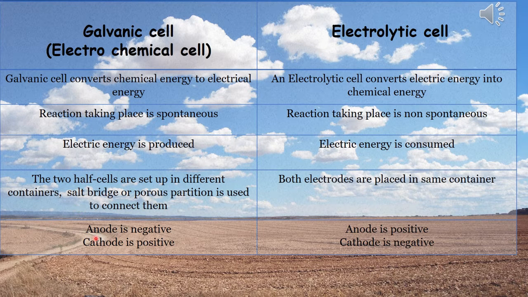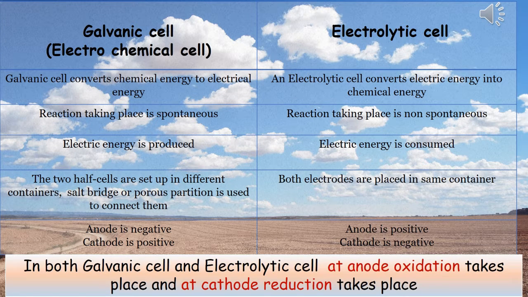In a galvanic cell, anode is negative and cathode is positive, whereas in an electrolytic cell, anode is positive and cathode is negative. You should also remember that in both galvanic cell as well as electrolytic cell, at anode, oxidation takes place and at cathode, reduction takes place.